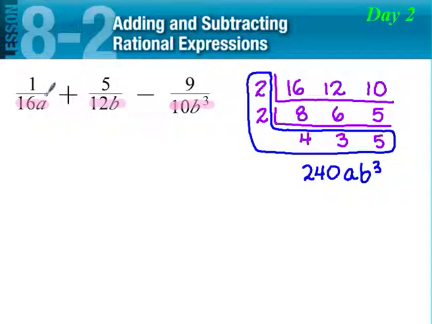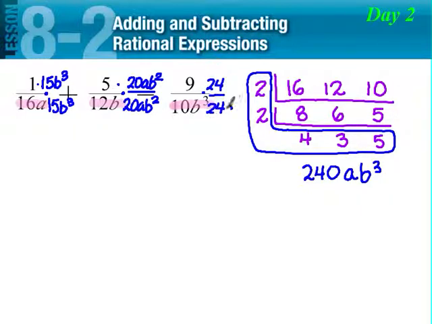So how do you make 16 the number 240? What do you multiply it by? 15. So I'm going to multiply that by 15b cubed, and I'm also going to multiply the top by 15b cubed. What about the bottom? What are you going to multiply that by? ab squared. Okay, what do you multiply the 9 by? 24 what? a.